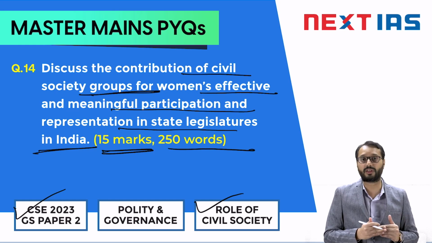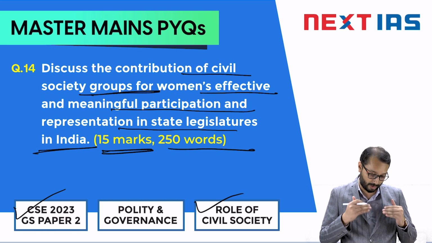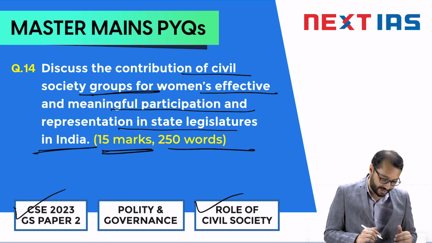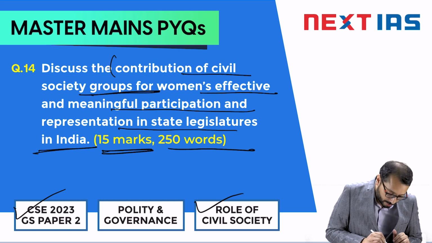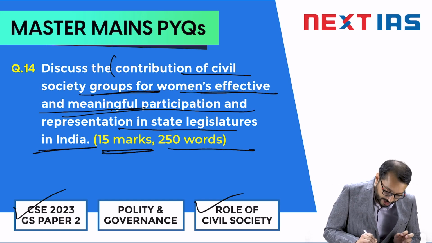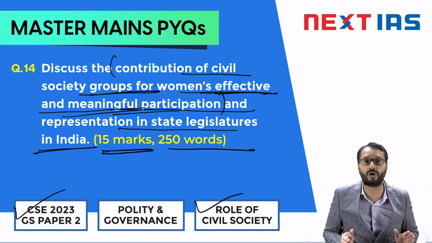Now, if you look, this question has an overlapping area with political party representation in state legislatures. But effectively, the question is talking about the contribution of civil society groups regarding this meaningful and effective participation. So you have to focus more on the role of these civil society groups.